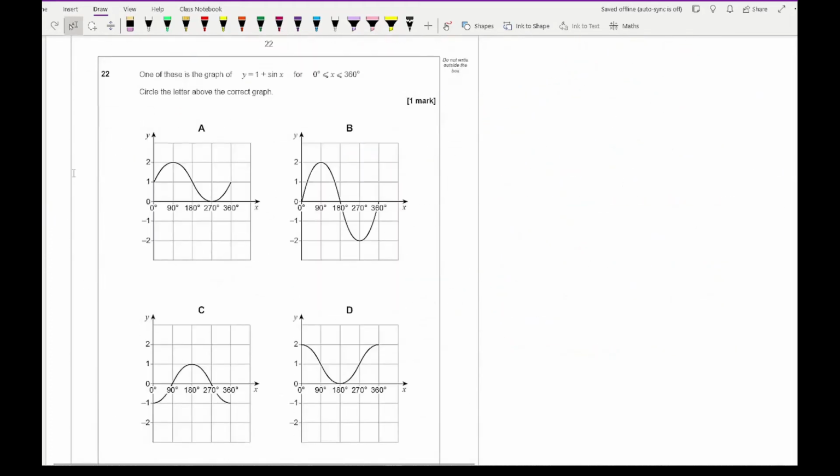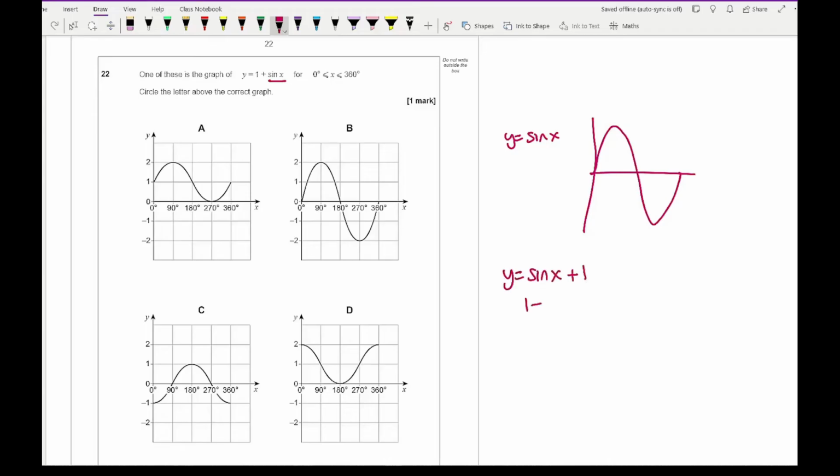For question 22, it says one of these graphs is y equals 1 plus sine x. Circle the letter with the correct graph. Now, looking at sine x, so we've got y equals sine x. Well, that graph looks not like that, it goes like that. Now, when we've got y equals sine x plus 1, or in this case 1 plus sine x, then what we're doing is we're shifting the graph one place up. So where does this graph look like it's been shifted one up? Well, then that is going to be option A.